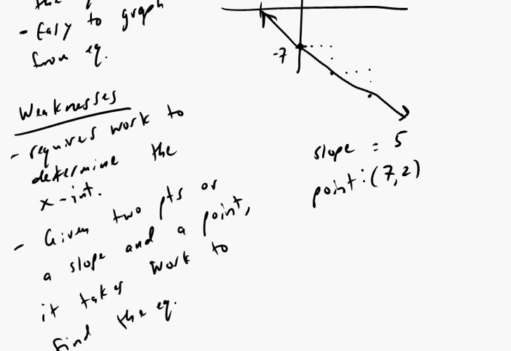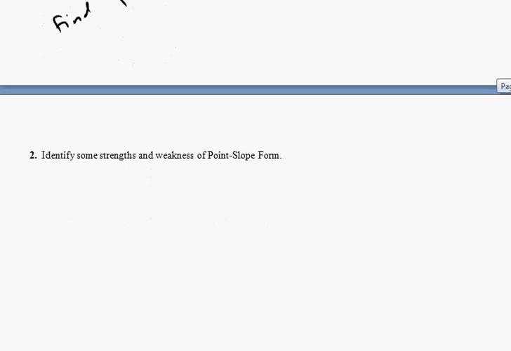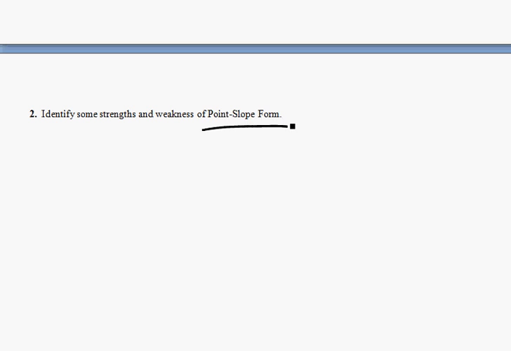Which brings us to the second problem, which is to identify some strengths and weaknesses of point-slope form. So recall what point-slope form looks like. It looks like y minus y sub 0 equals m times x minus x sub 0. So y sub 0 and x sub 0 are the x and y coordinates of a point on the line, and m is the slope.